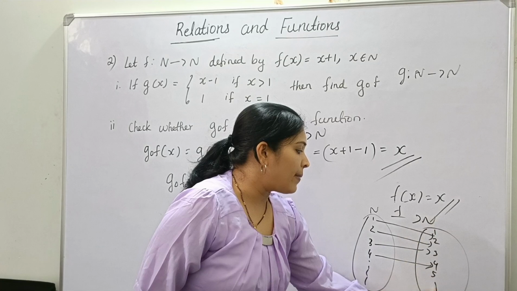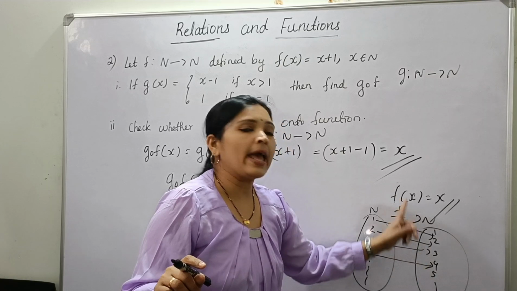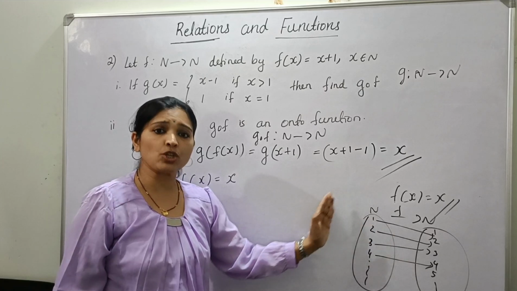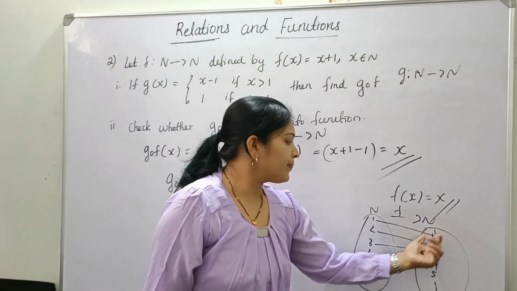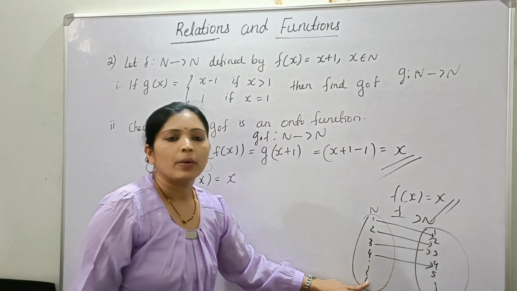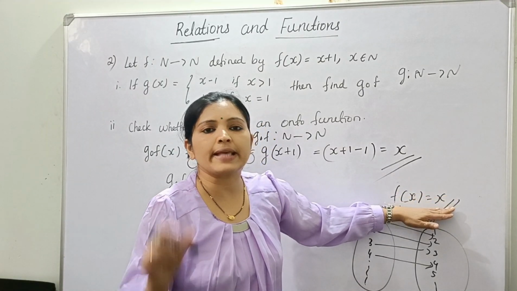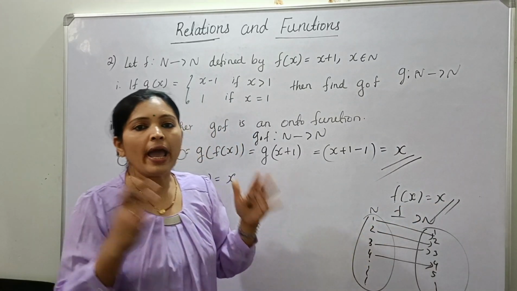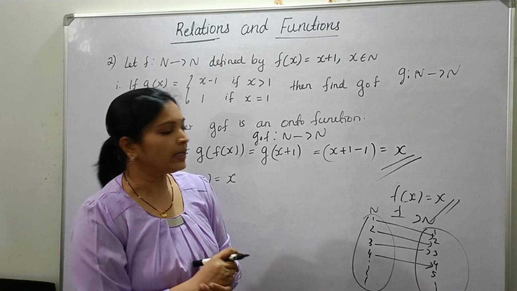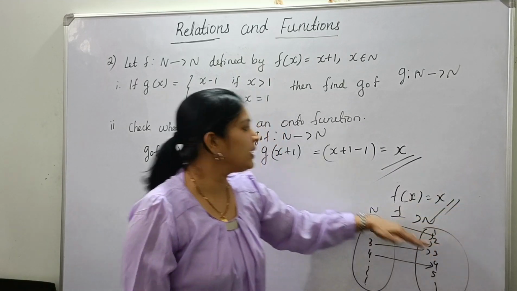Therefore, every element of the codomain has a pre-image. That means every element of the codomain is the image of some element of the domain. Because here f(1) = 1. Some number like 95 has also pre-image 95 itself. Therefore, we say that f(x) = x is an onto function, because every element of the codomain is the image of some element of the domain.